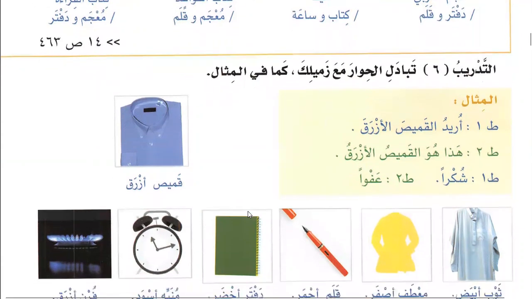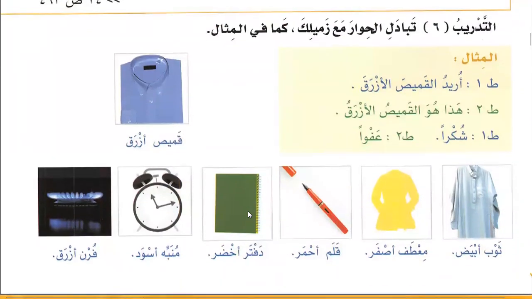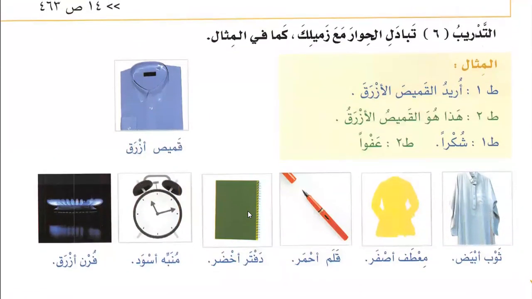Exercise six. Exchange the dialogue with your classmate as in the example. Student one: I want the blue shirt. Student two: Here it is the blue shirt. Student one: Thanks. Student two: You are welcome. So qamis in the first one is the object of the sentence, that's why it has fatha. Here it is the predicate, that's why it has damma. Raise your hand.